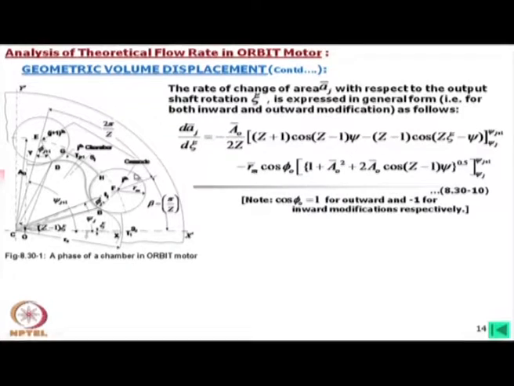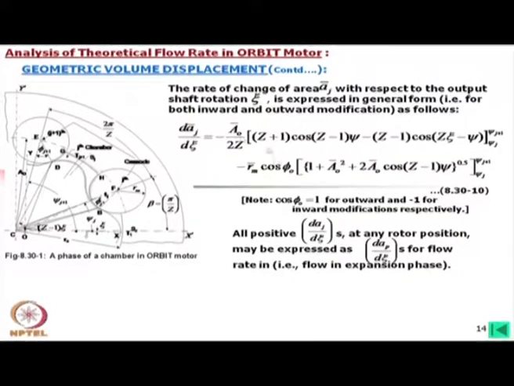So, when this angle is pi, this becomes minus 1, this is for outer modification. That means, in this formula for the orbit motor what we have considered, we will put minus 1, so this will become plus. Whereas, if we modify in the outward direction, we will put this equal to 1. That means, in that case this angle is 0, and in inward modification this phi 0 angle is pi, so it is coming minus 1, that we have to remember.